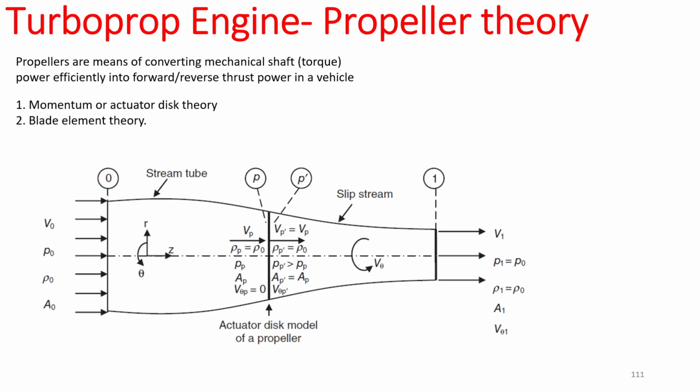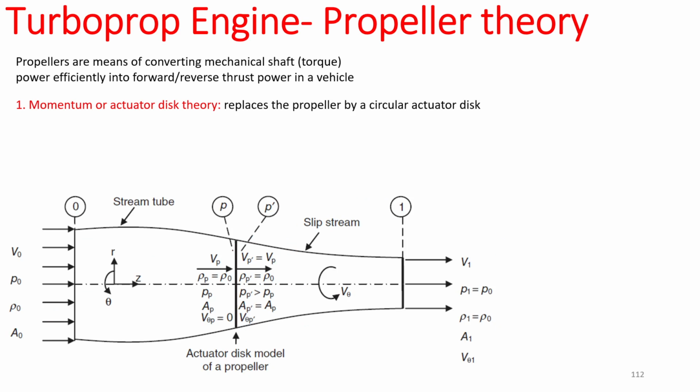But what does this momentum actuator disk theory tell us? It actually replaces your propeller by a circular actuator disk. So we are assuming our propeller is just a disk that is rotating, right? And we want to analyze that, we want to formulate that. So let's do this. Let's start the analysis. Let's say this is your stream tube that covers your propeller here, right? The stream tube is seeing the flight conditions, V naught, P naught, rho naught, and A naught, which is the area of the stream tube that's going to be captured by the propeller. And we have as the station 1 going into the gas generator, V1, rho 1, and A1, right?